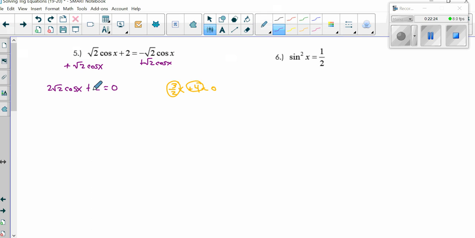Okay. So here I'm going to subtract 2 first, which gives me 2 root 2 cosine x equals negative 2. Then I'm going to divide by 2 root 2, which is going to leave me with cosine x equals, these are going to simplify to give me negative 1 over root 2. And then I can rationalize this. So multiply by root 2, which is going to give me negative root 2 over 2.